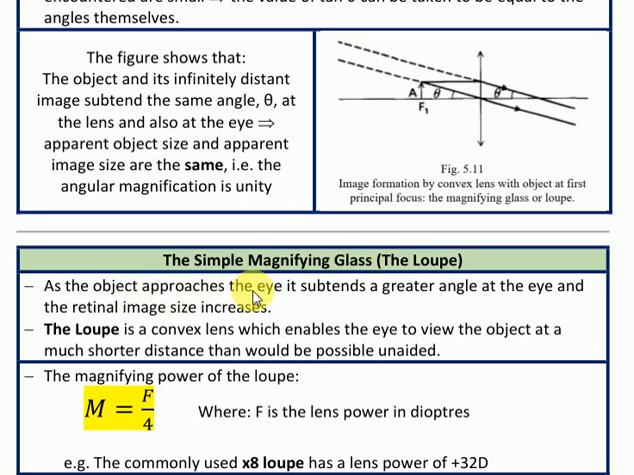When the object approaches the eye, then it subtends a greater angle at the eye, and then the retinal image size increases. So the loupe is a convex lens. It enables the eye to view the object at a much shorter distance than would be possible unaided. The magnifying power of the loupe is F divided by 4, where F is the lens power in diopter. The commonly used 8x loupe has a lens power of 32 diopter.